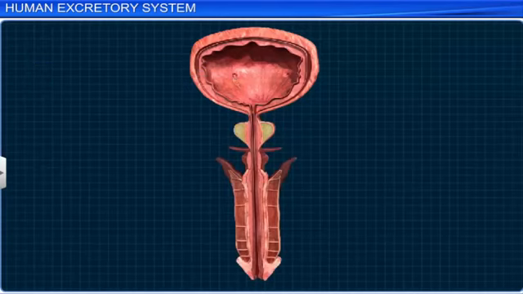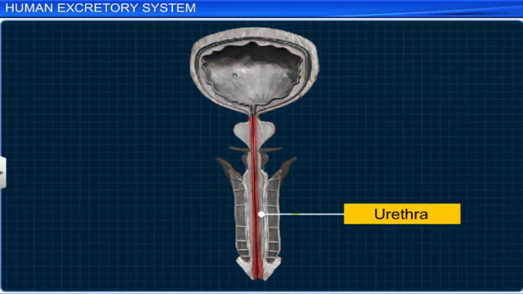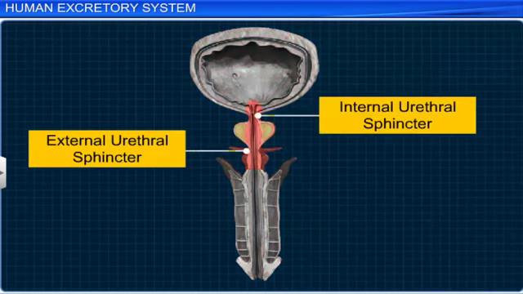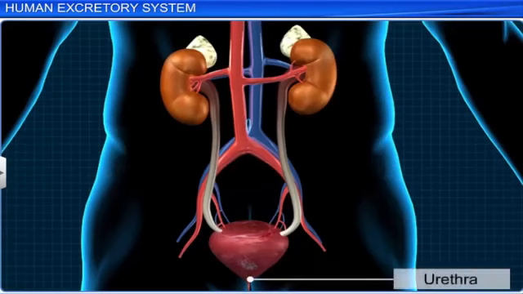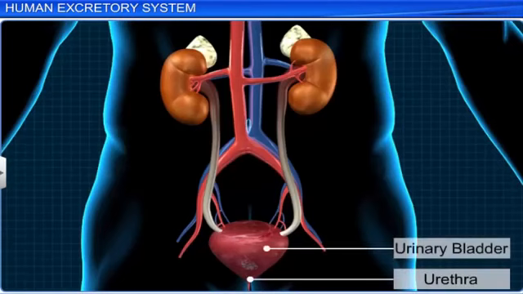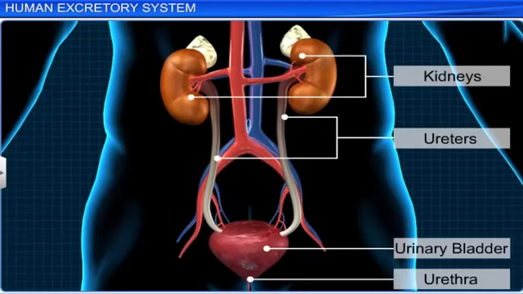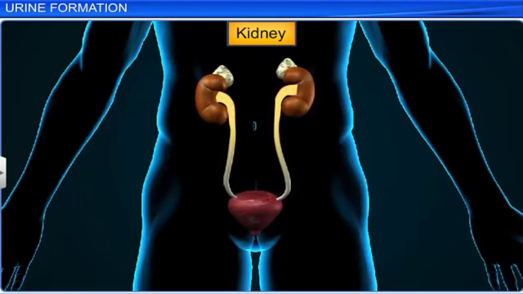Urine leaves the urinary bladder via the urethra, a tube through which urine is discharged. The urethra is enveloped by the urethral sphincter, which controls the flow of urine from the bladder to the outside. Hence, the urethra, along with the urinary bladder, ureters and kidneys, constitute the human excretory system. The kidney is the major excretory organ in humans, and one of its primary functions is urine formation.